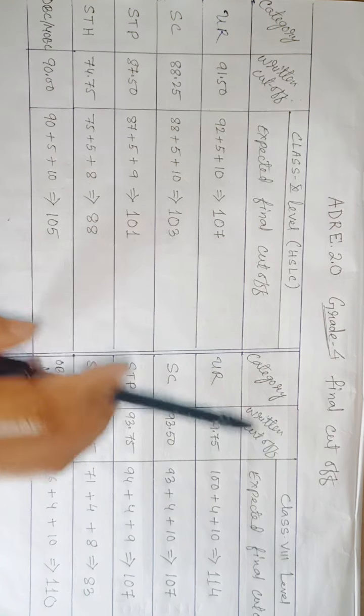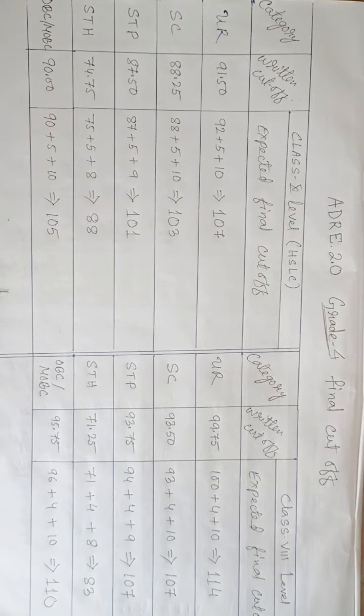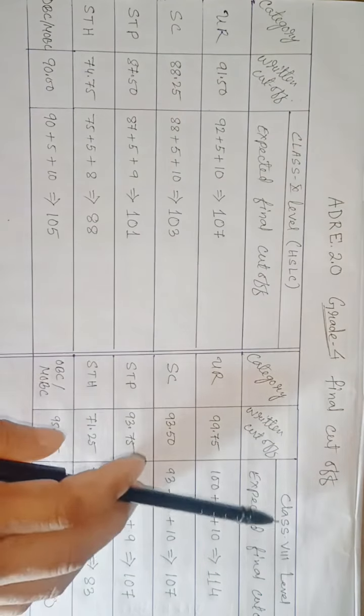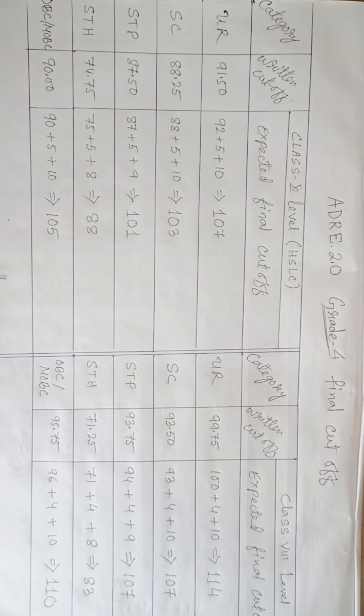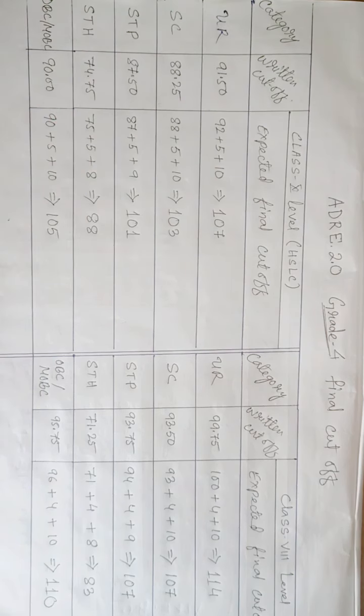So in this video we shall discuss the final cutoff for grade 4. Okay, so there are two categories for grade 4, that is for class 10 level and for class 8 level. Before we discuss the expected final cutoff, let us see the factors that could influence the cutoff. And we know the main factor is overlapping.